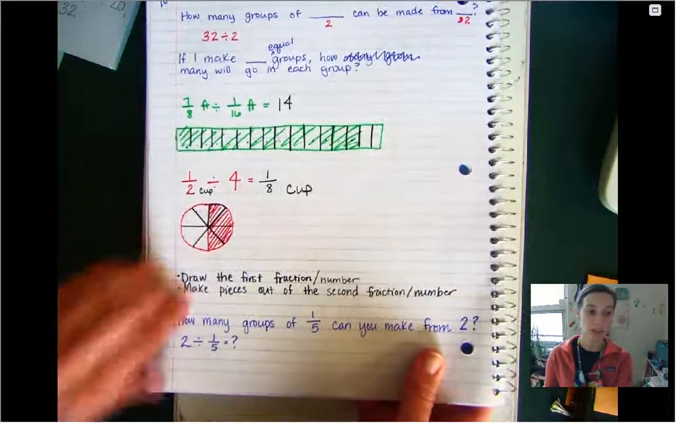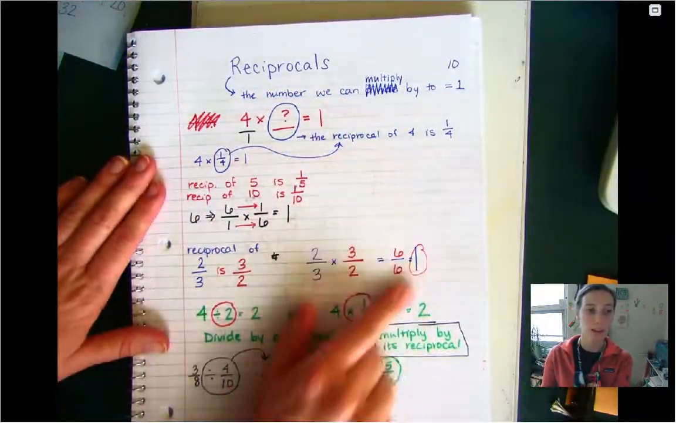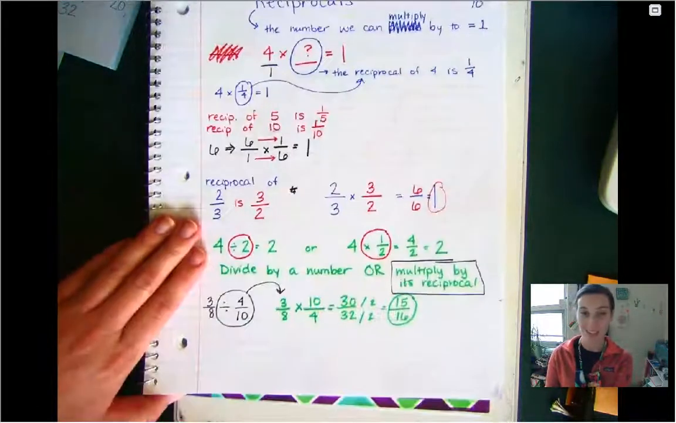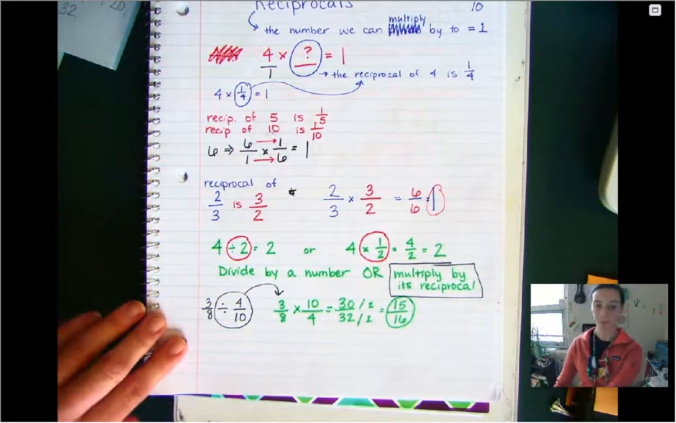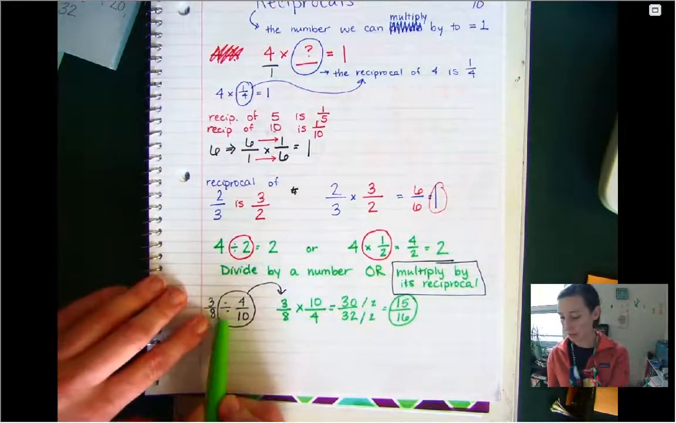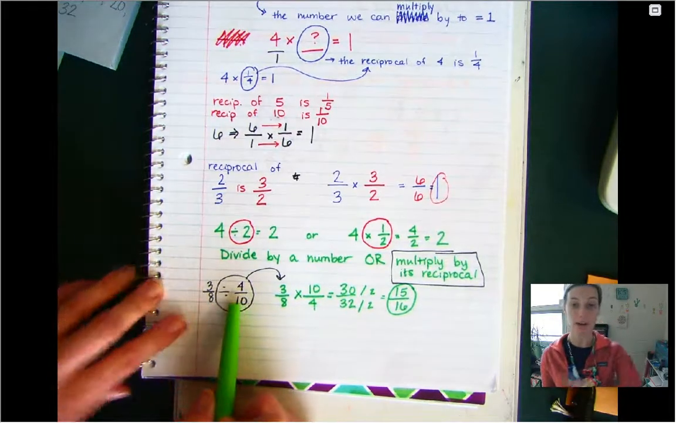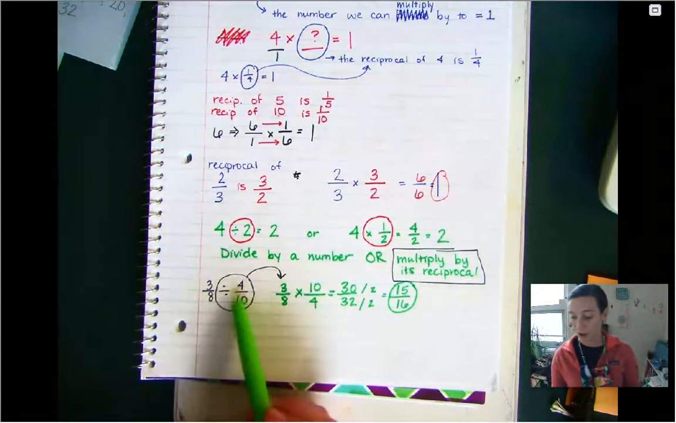So here we kind of looked at a conceptual idea of how to divide, but what we really are going to do is find the reciprocal of the second number. So for example, in this problem, 3/8 divided by 4/10, the reciprocal of the second number is flipping it upside down. So the reciprocal is 10 over 4.